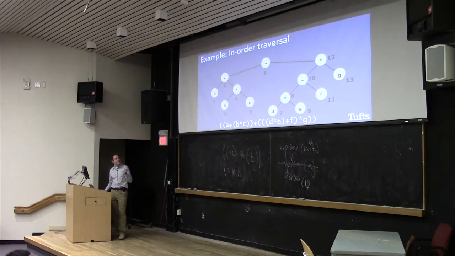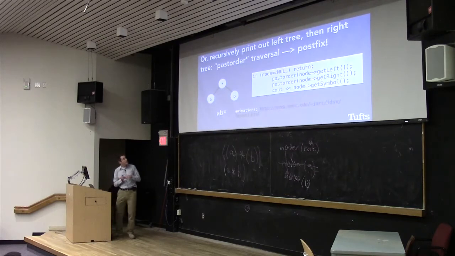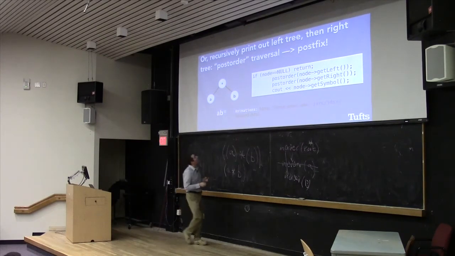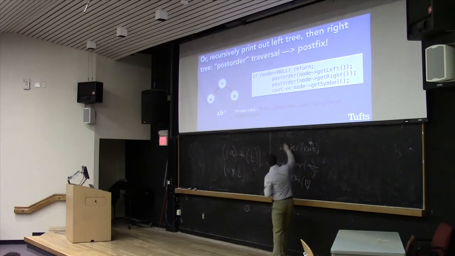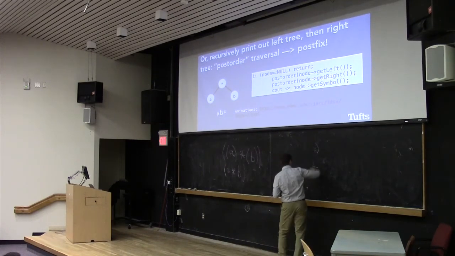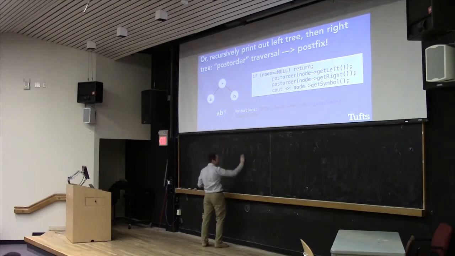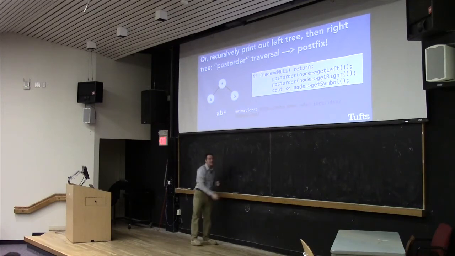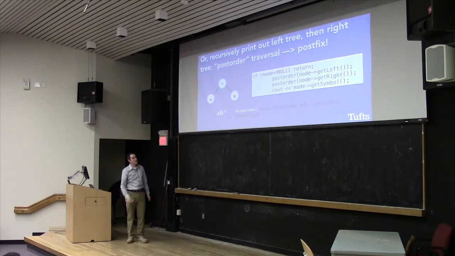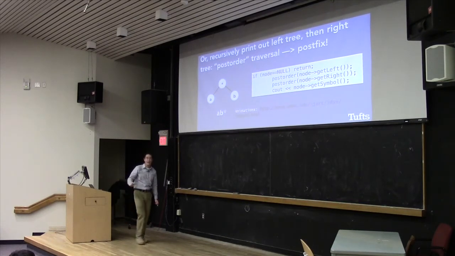OK, so that's in-order traversal. We can also do a different traversal. If we go through the tree in a different order, we can actually get different results out, and in this case, we get the postfix that we're talking about. This is really easy. This is why postfix is kind of cool, because it's such an easy concept. If we do the same exact tree and use this algorithm: if null, return; Postorder get left, Postorder get right, then print the symbol. No parentheses necessary, and it comes out as postfix.